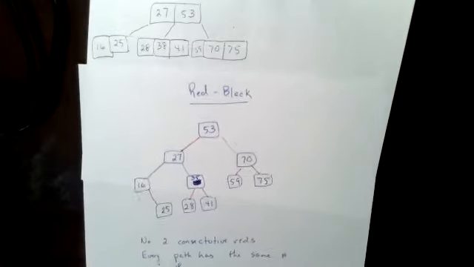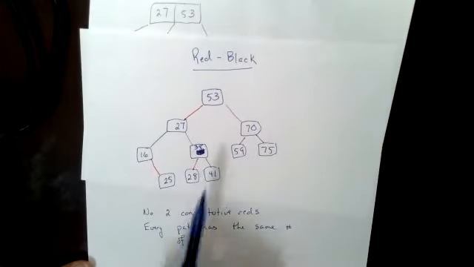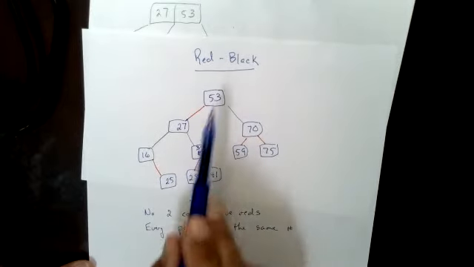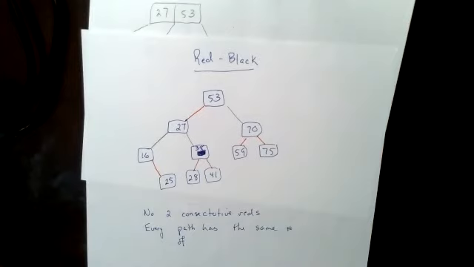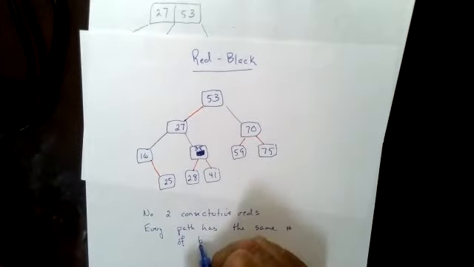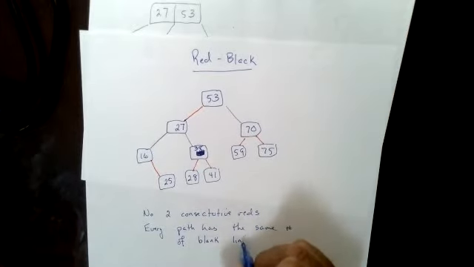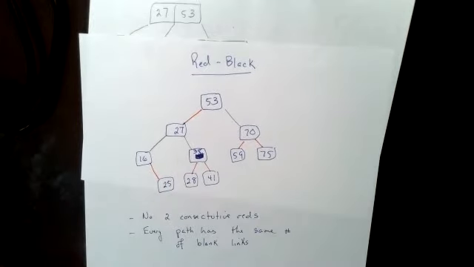That wasn't a dramatic pause. That was a pause for you to give me: every path has the same number of... starts with the letter B. Good, black links. There are no consecutive reds. We also notice that every path has the same number of black links. So that's my final, that's what I want to end up with.